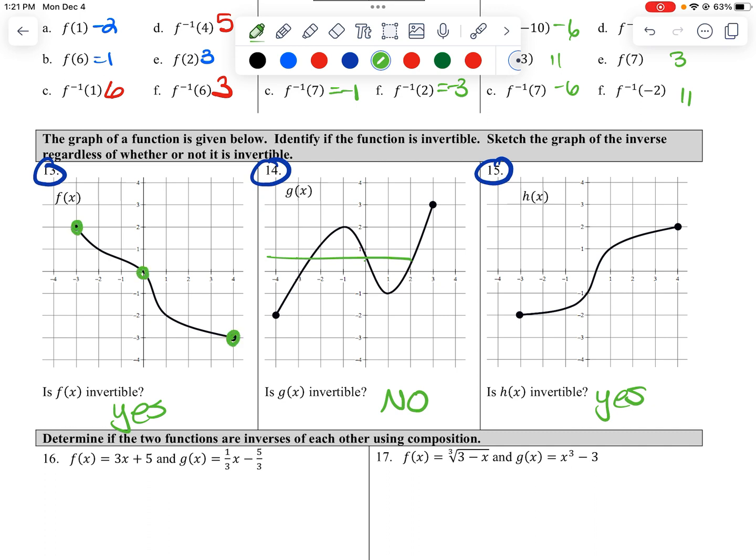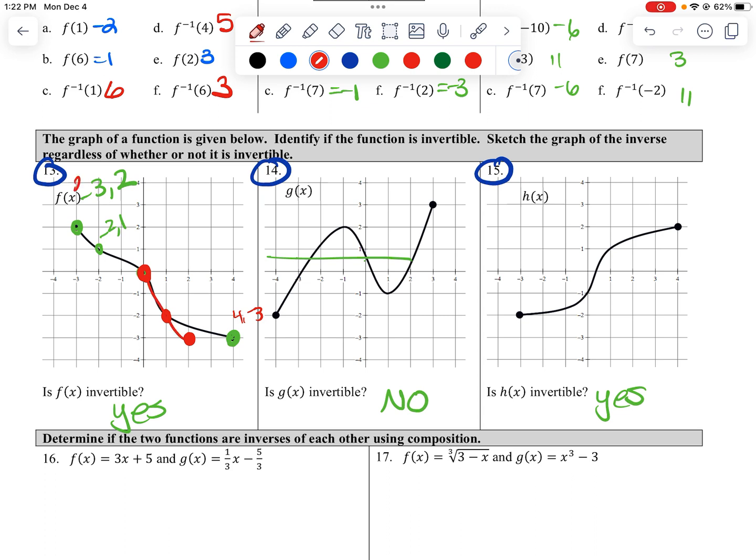You got to find those points and flip-flop them. So negative 3, 2 becomes 2, negative 3. Negative 2, 1 becomes 1, negative 2. 0, 0 would stay the same. 4, negative 3 becomes negative 3, 4.